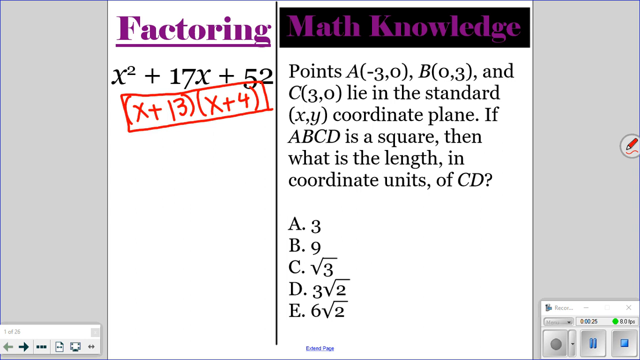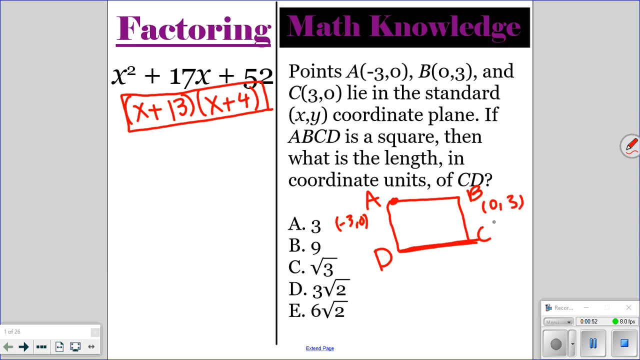For the math knowledge question, it wants us to find the length of CD. And they tell us ABCD is a square. So if we find the length of one side, that'll give us the side length for CD. And it tells us that A is (-3, 0) and B is (0, 3). So if we find the distance between those two, that'll be the same as the distance between C and D.